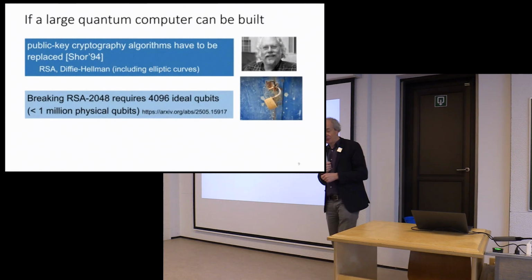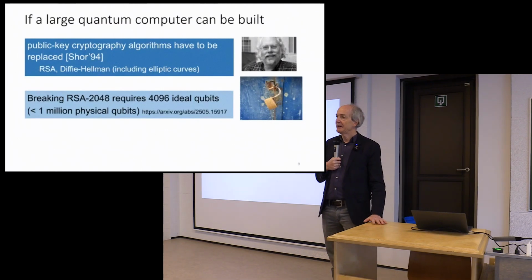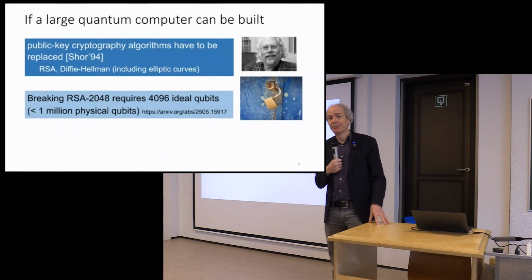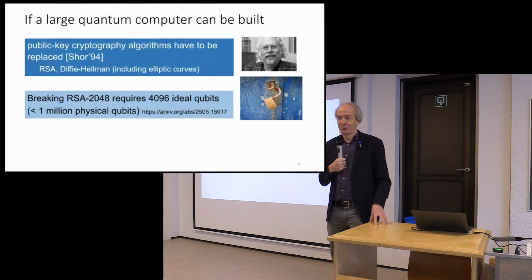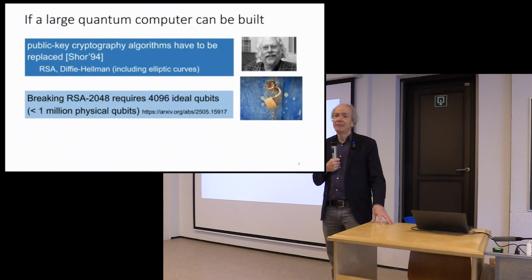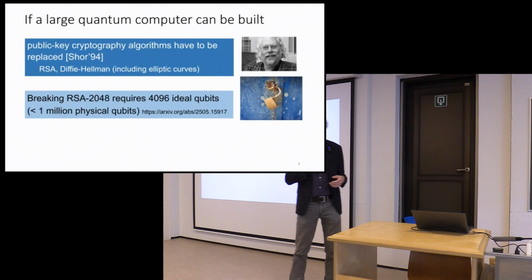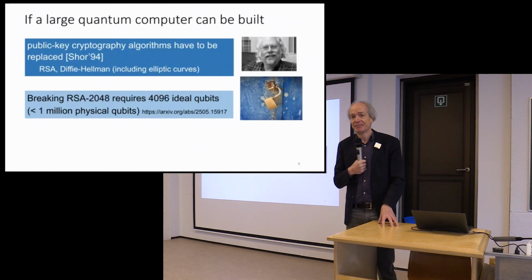to break RSA 2048. And the estimate was that it would need about 20 million real qubits, because these 4,096 qubits have to be noise-free. And it turns out that the qubits we can build are not noise-free. So you have to do error correction. So more or less 19 point something million qubits are used for error correction and only 4,000 for computation.